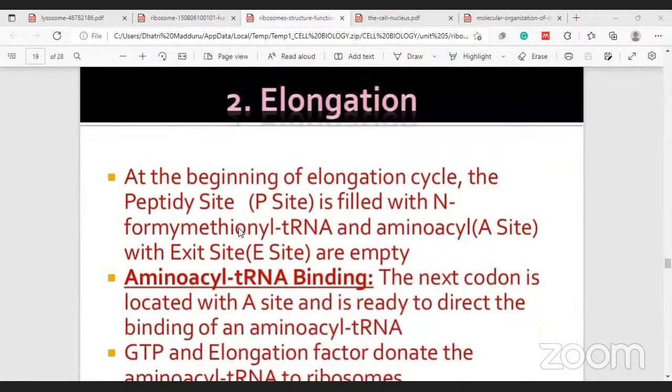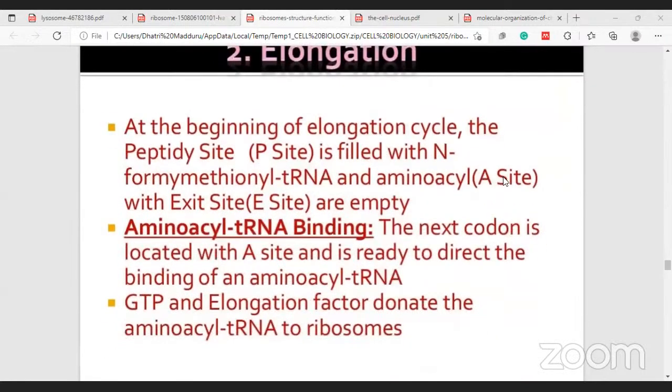The next step is elongation. So at the beginning of the elongation cycle, the peptidyl site or P site is filled with the initiator tRNA already, and the aminoacyl A site and E site are empty. P site is already filled.